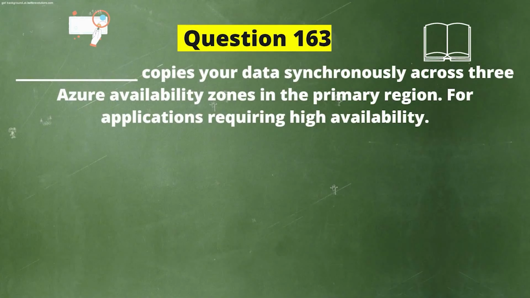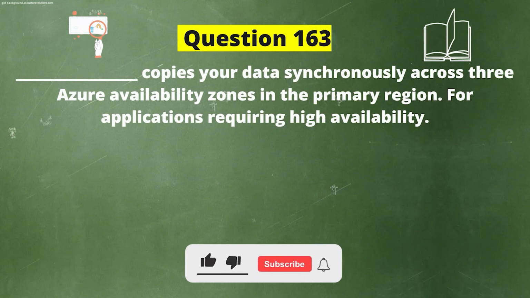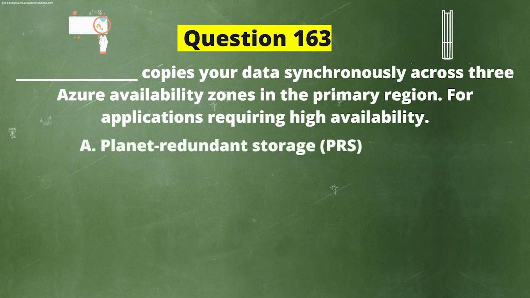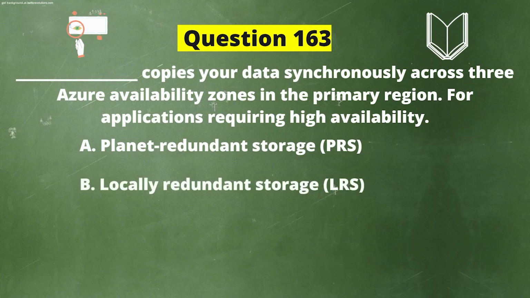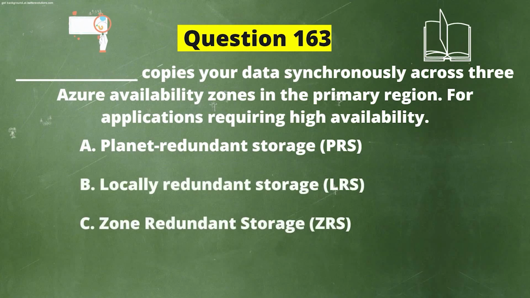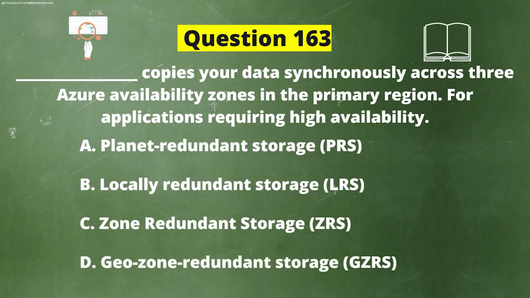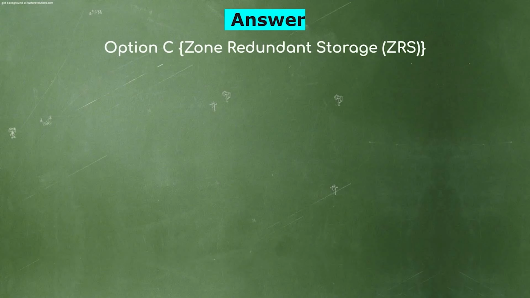Next question. Blank copies your data synchronously across 3 Azure availability zones in the primary region for applications requiring high availability. Option A, Planet Redundant Storage, PRS. Option B, Locally Redundant Storage, LRS. Option C, Zone Redundant Storage, ZRS. Option D, Geo Zone Redundant Storage, GZRS. And the correct answer is option C, Zone Redundant Storage, ZRS.